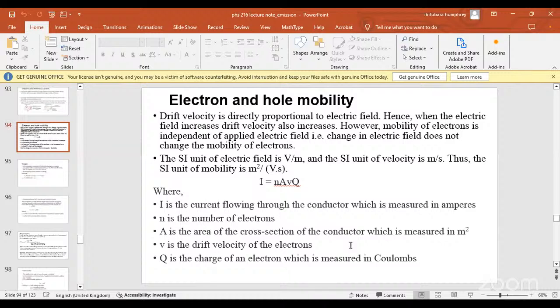So drift velocity is directly proportional to electric field. Hence, when the electric field increases, drift velocity also increases. However, mobility of electrons is independent of applied electric field. That is, change in electric field does not change the mobility of electrons.